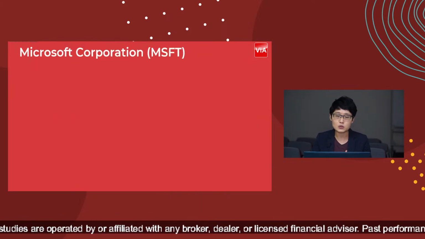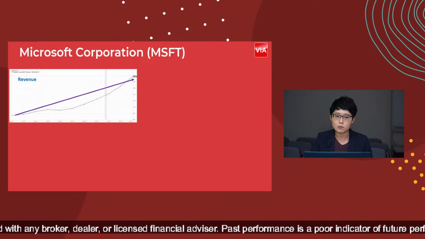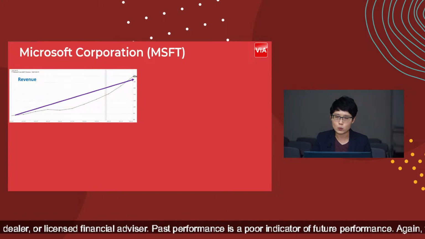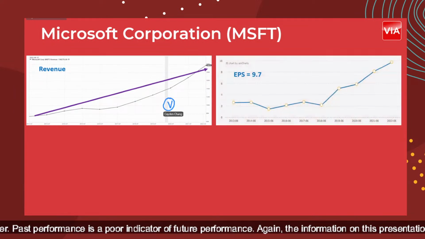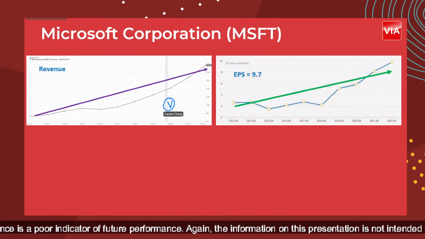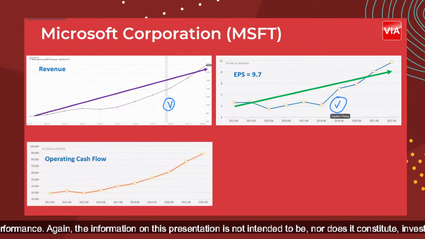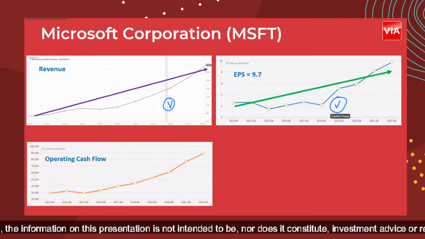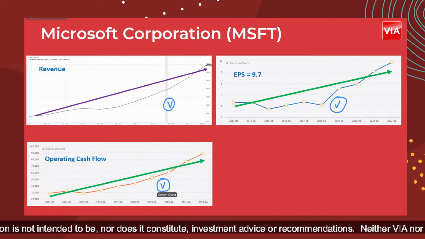Okay, so right now let's look at the financial metrics. First one, the revenue: we see that it's in a positive and consistent uptrend, which based on value investing methodology, we'll give it a tick. The next one, the EPS, is also a positive and increasing uptrend, another tick. And operating cash flow is also in a consistent positive uptrend, a tick for value investing methodology.